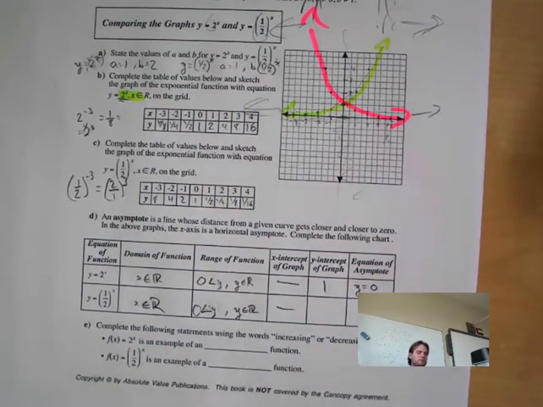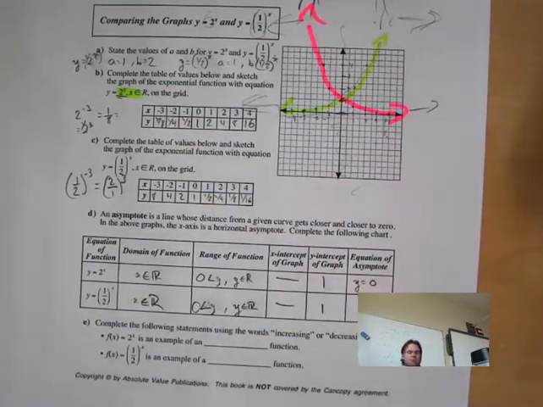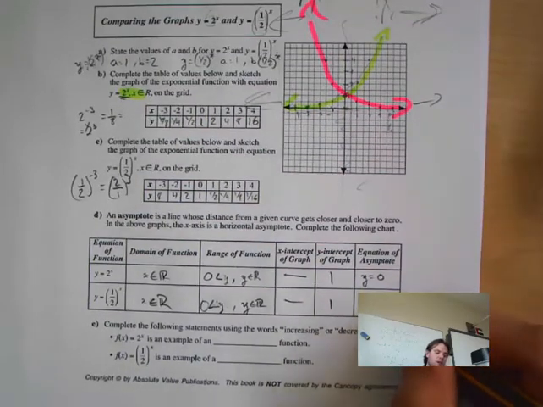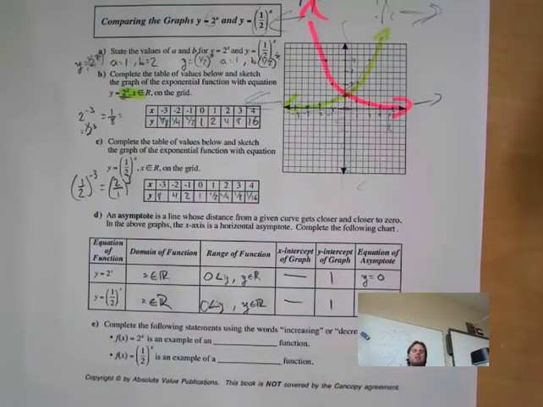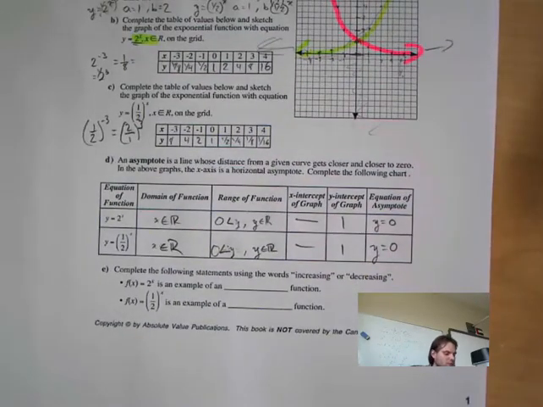So is there an x-intercept for this graph? No. The y-intercept of the graph is the same thing as the other ones, right here, 1. Now, the equation of the asymptote is y equals 0, because that is where y can never be. It's the x-axis that is my asymptote.